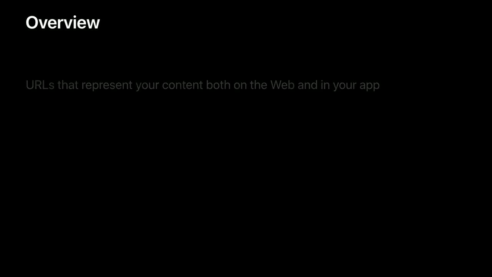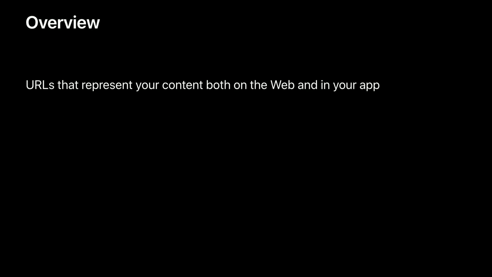To begin, let's talk about what universal links are. Universal links are HTTP or HTTPS URLs that Apple's operating systems recognize as pointing to resources either on the web or in your app. This means that a single URL can represent that content, whether your users have your app installed or just haven't downloaded it yet. They're a great way to increase user engagement within your app.